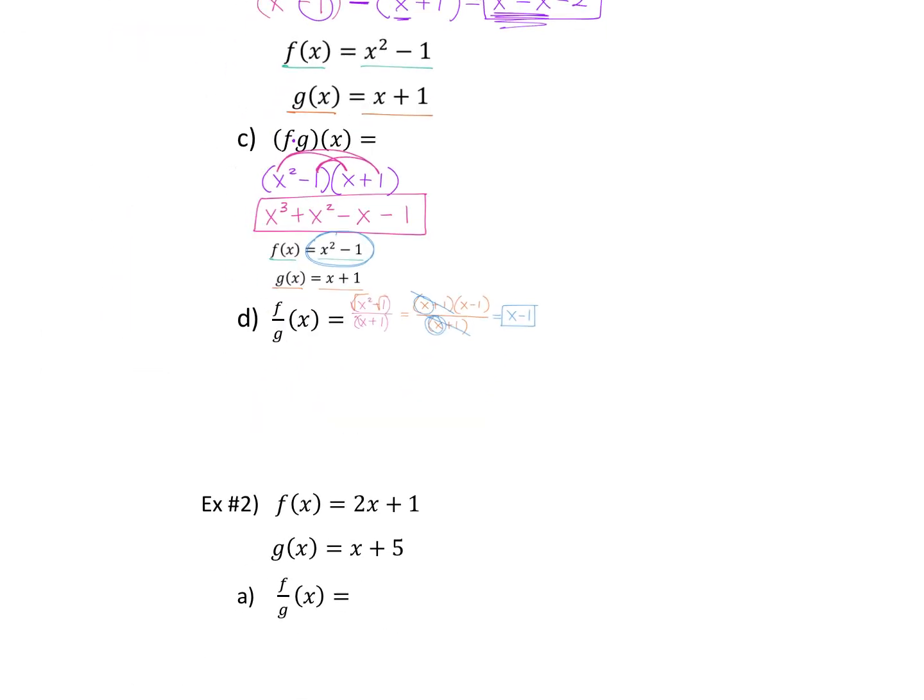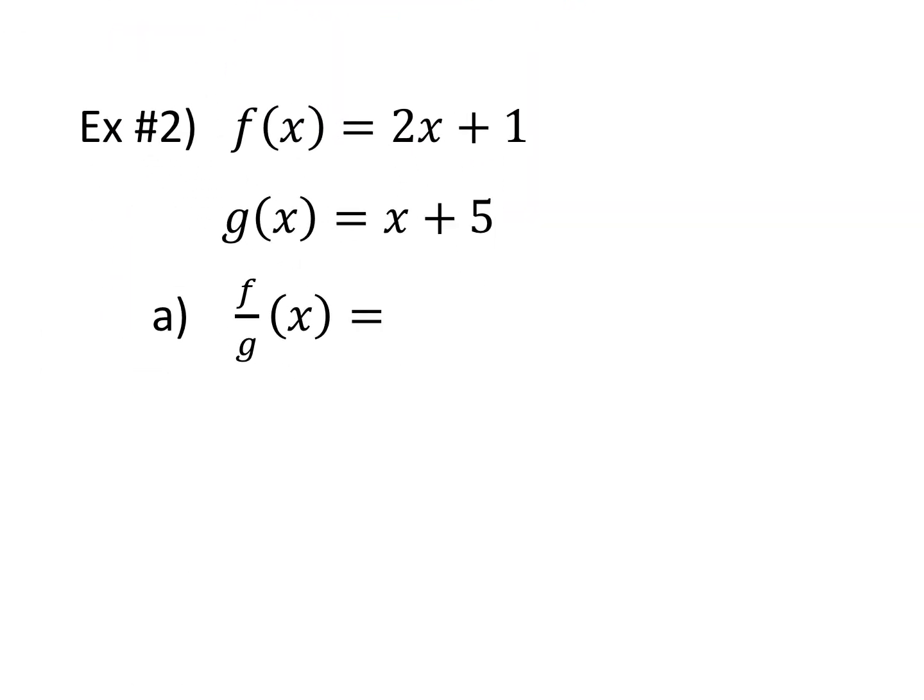Okay, take a look at this next one. So now we got 2 new functions. F of x is 2x plus 1, g of x is x plus 5, and we're going to divide them. Okay, so this is going to be 2x plus 1 on top, x plus 5 on bottom. Is there anything you can do to factor? Is there anything that we can perfectly divide out? The answer is no, there isn't. There's nothing else you can do to simplify this setup.